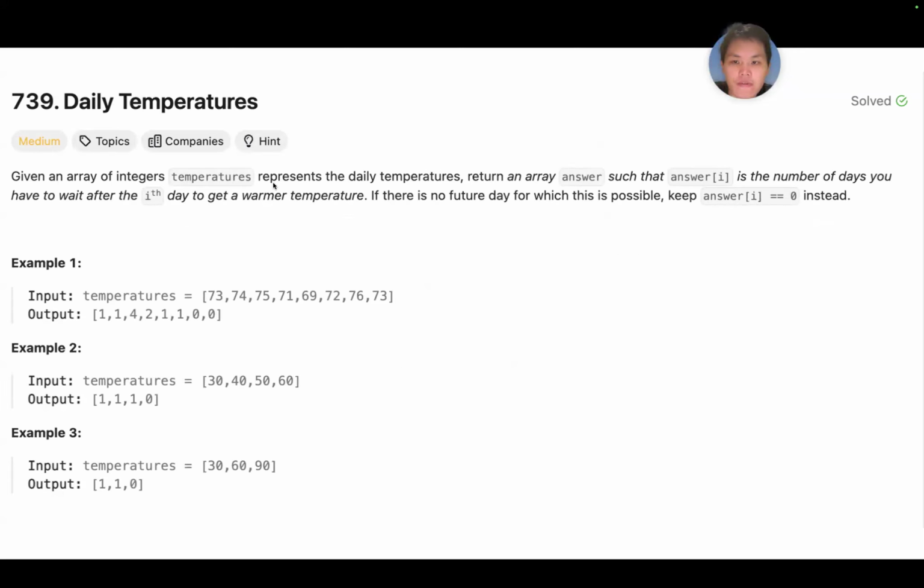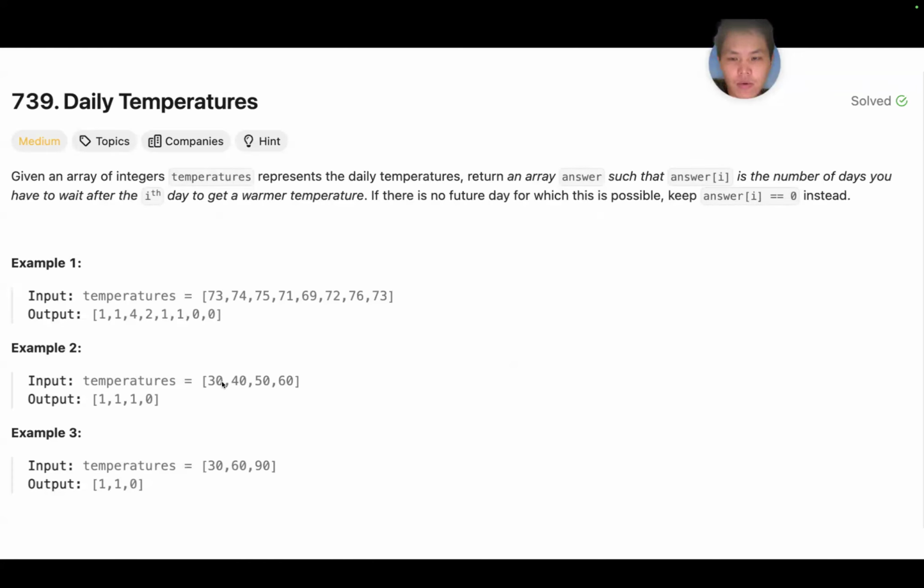As you can see, they gave us an array of integers called temperatures, and then we have to output an array calculating how many days we have to wait until we get a warmer temperature. So let's go to example two, which is going to make a lot more sense.